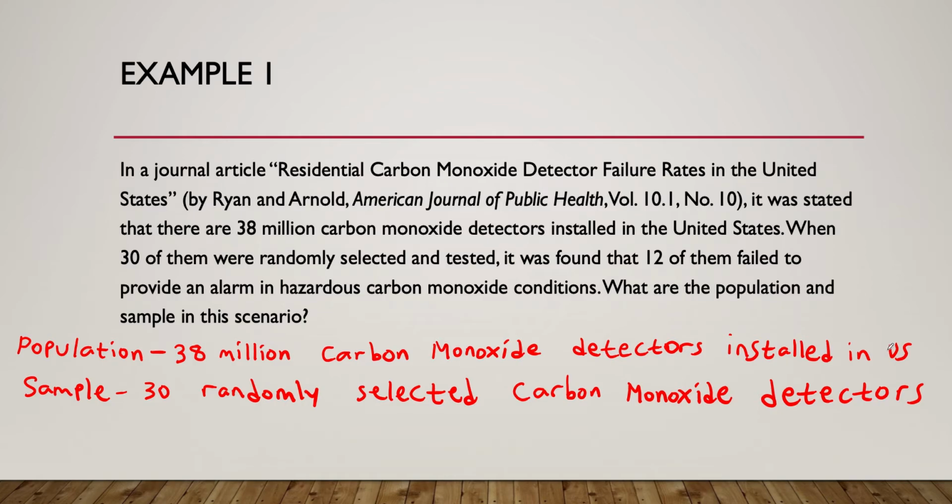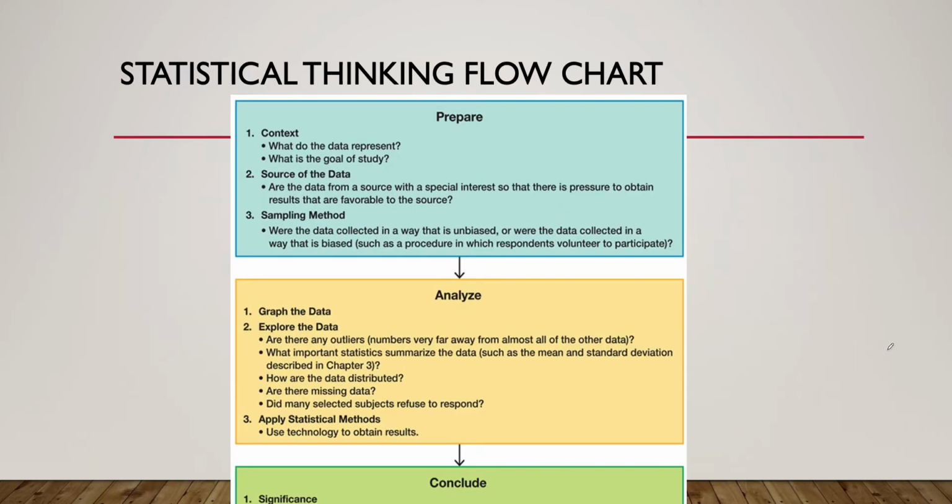Alright, and so from that, we have our statistical thinking flowchart. And the way that this is noted here is the context. We first need the context of our statistical thinking, meaning what does the data represent? What is the goal of the study? We need the source of the data. So is the source of the data with a special interest? So there's pressure to obtain results that are favorable? Or is it something that was not collected from a special source or someone with a vested interest?